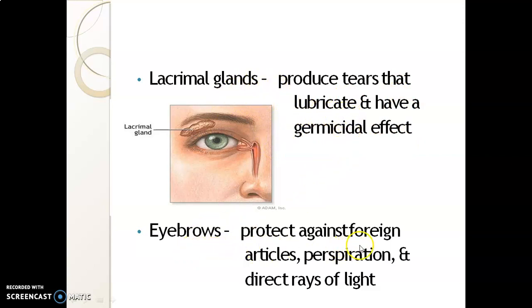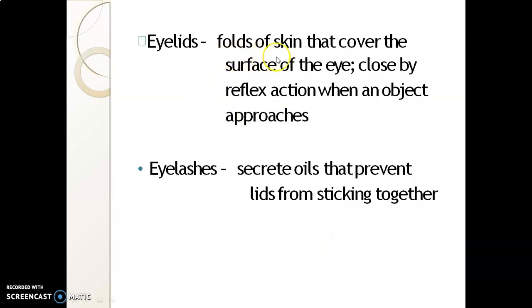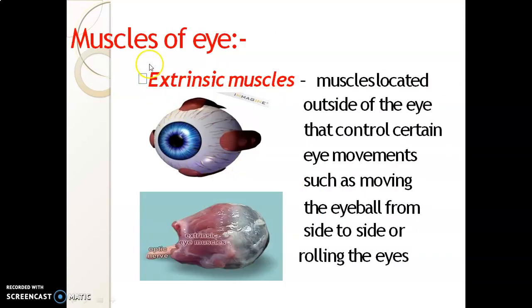Eyebrows protect against foreign particles, perspiration, and direct rays of light. Eyelids are folds of skin that cover the surface of the eye, closed by reflex action when an object approaches. Eyelashes secrete oil that prevents the lids from sticking together. These are the functions and the locations of our eye organs.